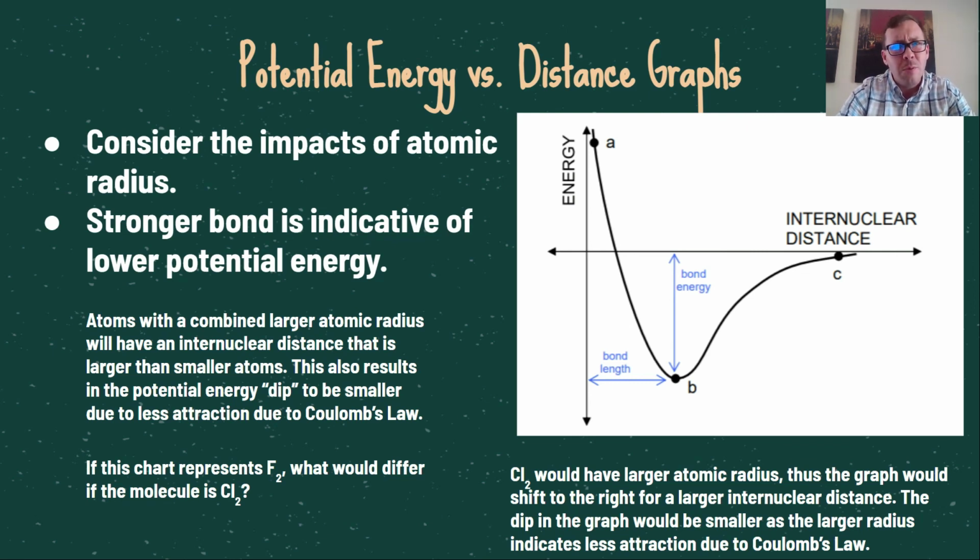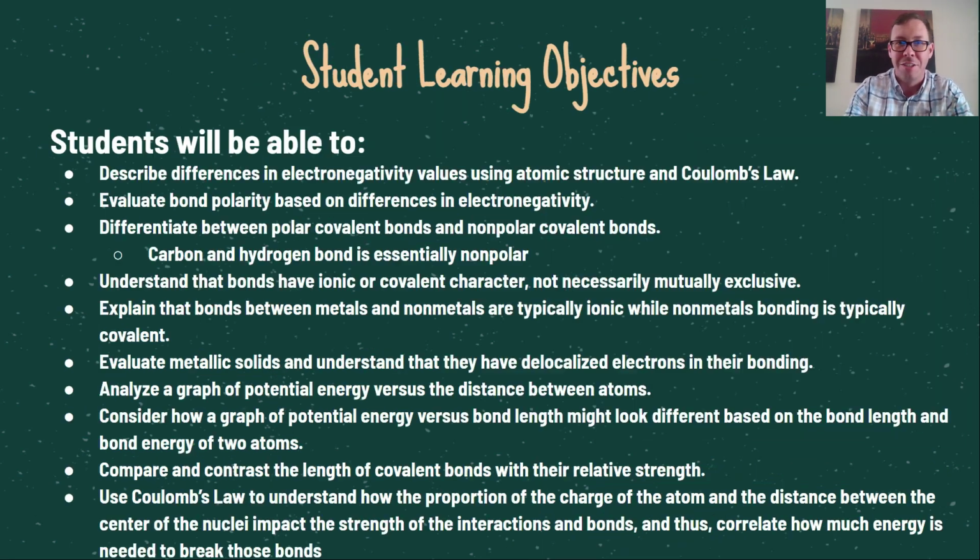So there's quite a few things we need to consider when we look at potential energy versus distance graphs. But again, just like what we've talked about over the last 2 units, if you think about these things in terms of Coulomb's law, it becomes much, much easier to not only understand these graphs, but to explain and justify why there are changes within the graph. And that's primarily what we're looking for at this stage.